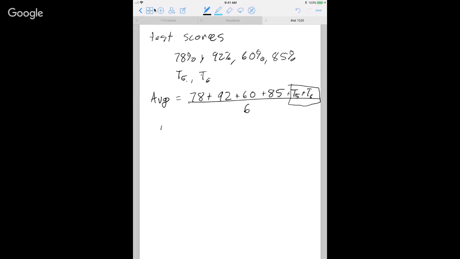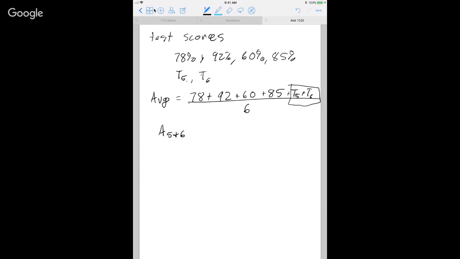So I'm going to name something new. I'm going to call it the average of 5 and 6. And I can add that twice in place of those 2 test scores. Essentially what we're saying there is that the average of those 2 test scores counts the exact same in the average as adding the individual test scores.